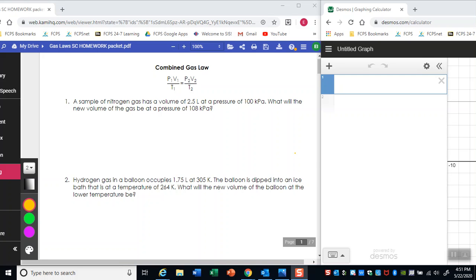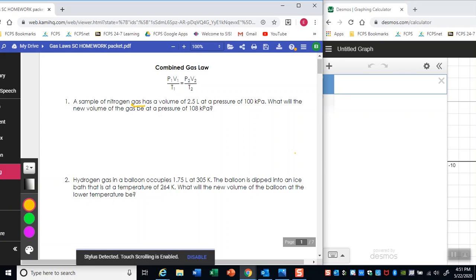Okay, so we are practicing the gas laws, and here is a couple problems that we were working on, so this way you can check yourself, make sure you're doing it right. We have a gas, so we can use our gas laws. We are given a volume of 2.5 liters.